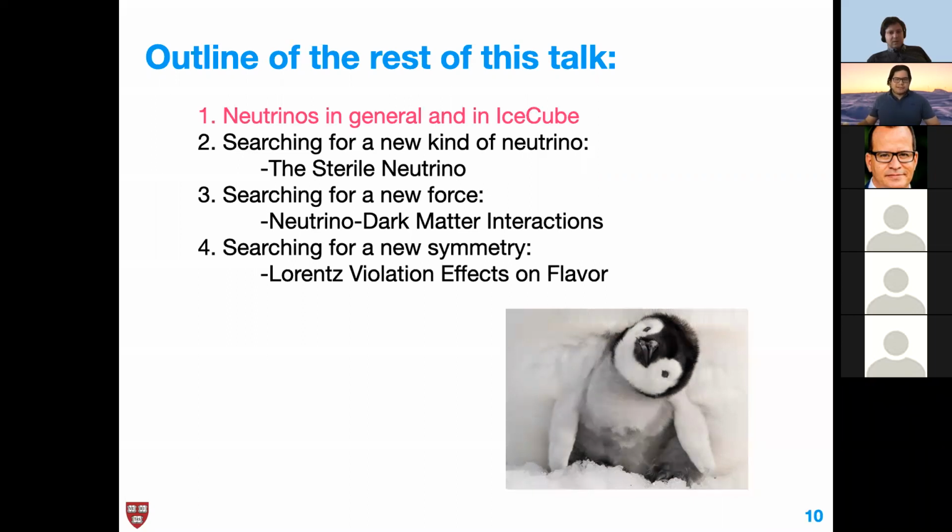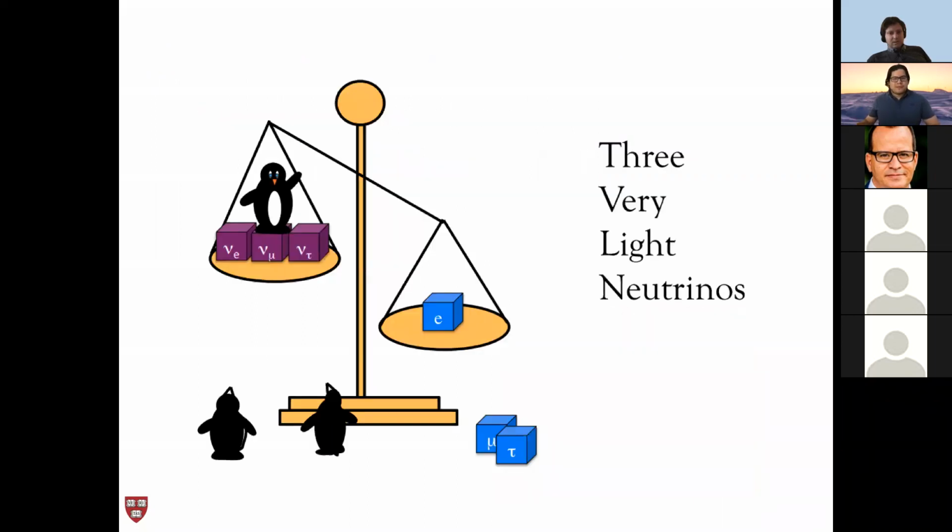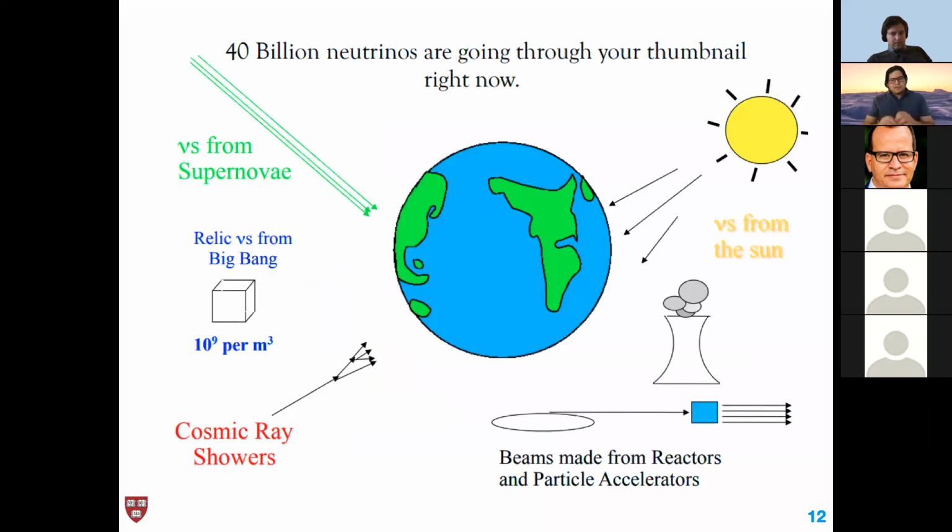So let's talk about neutrinos and IceCube. So there are 3 light neutrinos. They're very light neutrinos. They're much lighter than the electron as far as we know. So where do these neutrinos come from? Neutrinos are produced in a variety of sources. There are natural sources and anthropogenic sources.